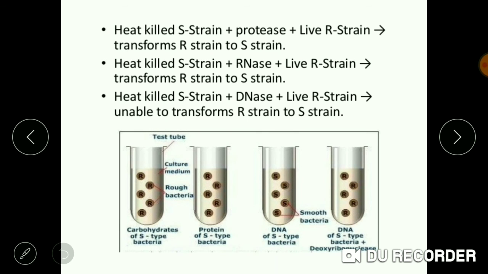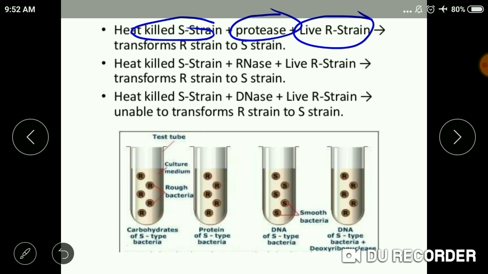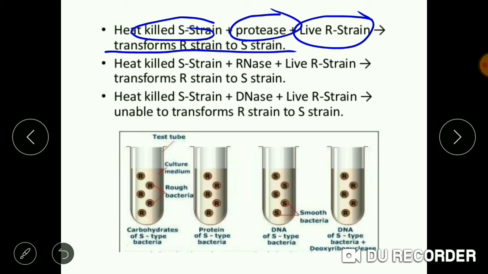Let us see what they did. They took the heat-killed S strain and the live R strain, and added the enzyme protease to it. Then they saw that it transforms the R strain to S strain. Then again they took the heat-killed S strain and the live R strain bacteria and added the enzyme RNase. Then they saw that it transforms the R strain bacteria to S strain.